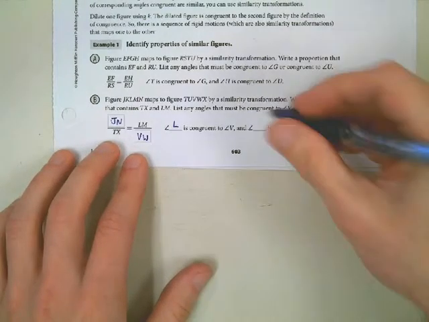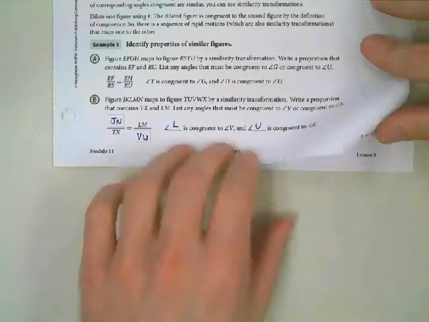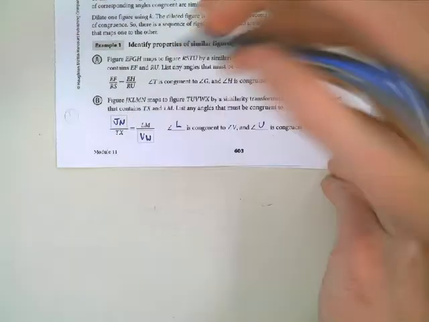Pretty straightforward, just like using congruence. The proportions are a little bit funky. Just remember, again, they did the first one over the second one. So first over second equals first over second from the shape there. All right.